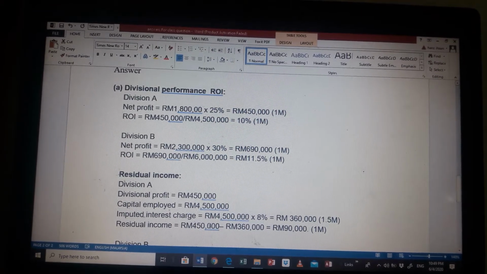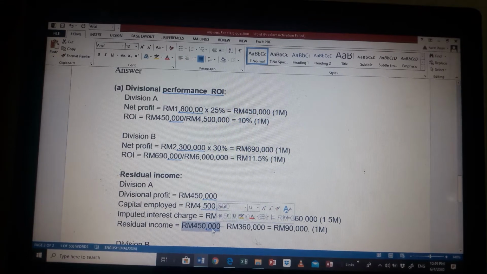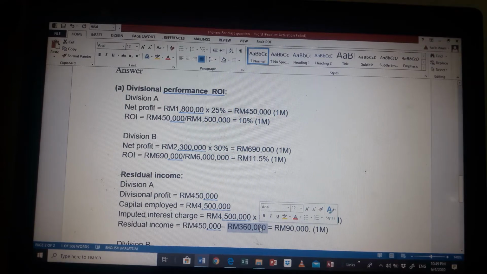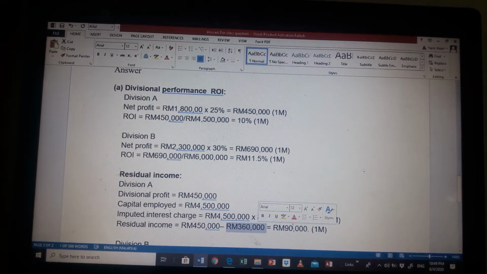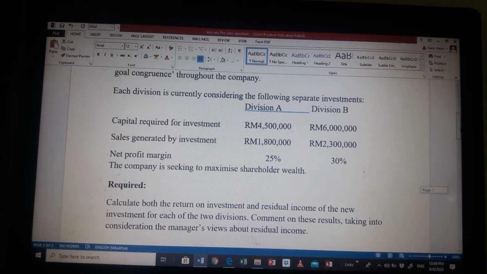And the profit is 450,000 for A. Hence, 450,000, the profit, minus the contractual obligation that we have to pay, and we will get 90,000. 90,000 is our residual income for A. So now let's look at B.